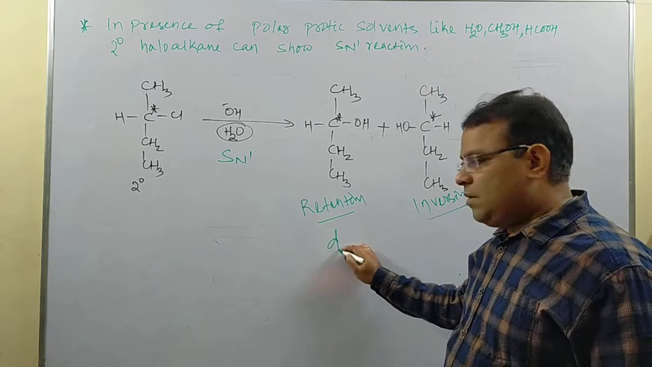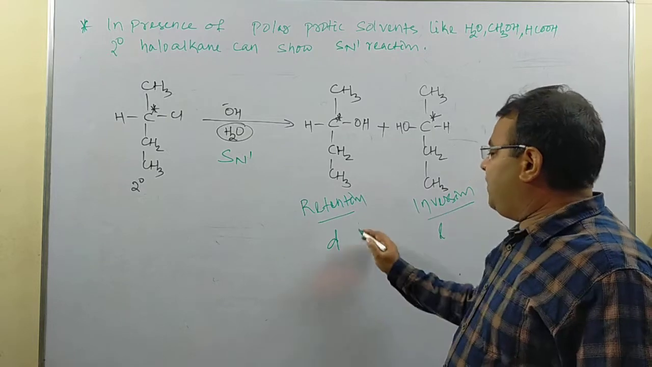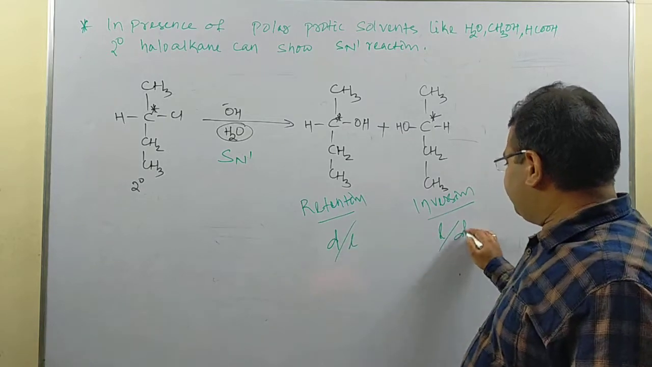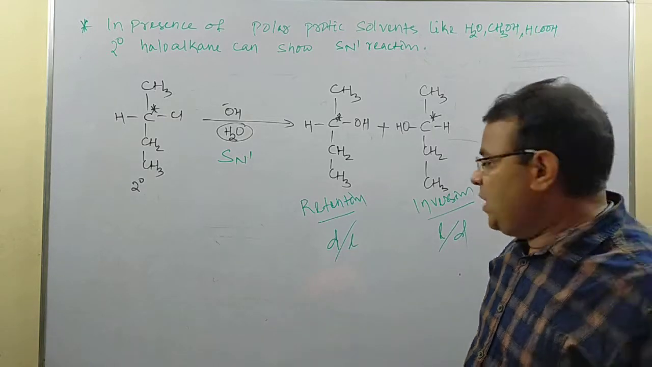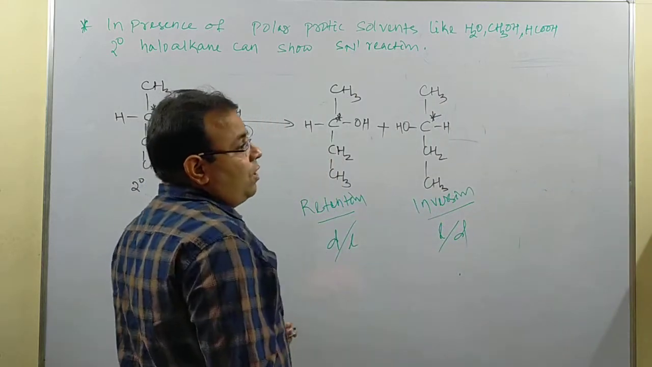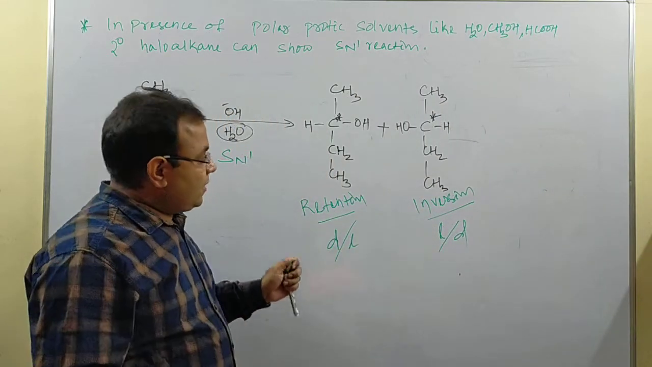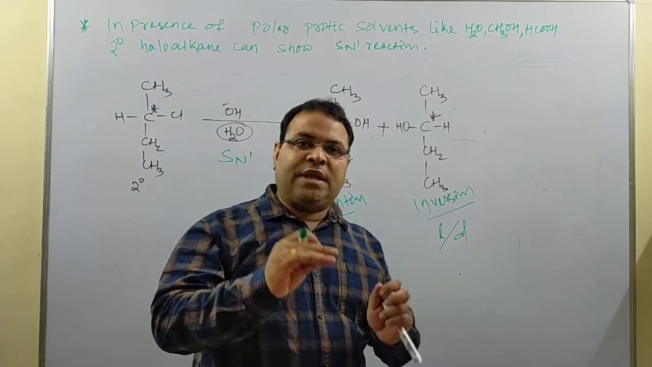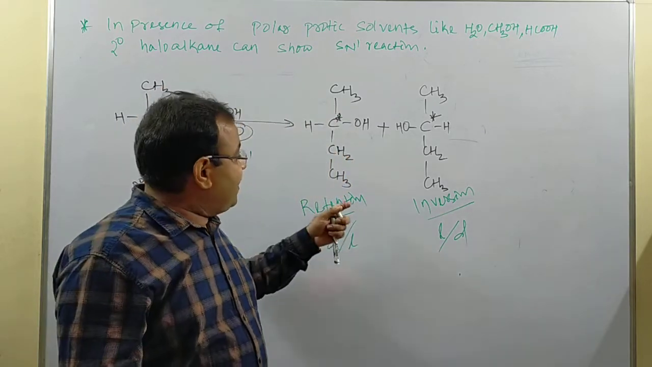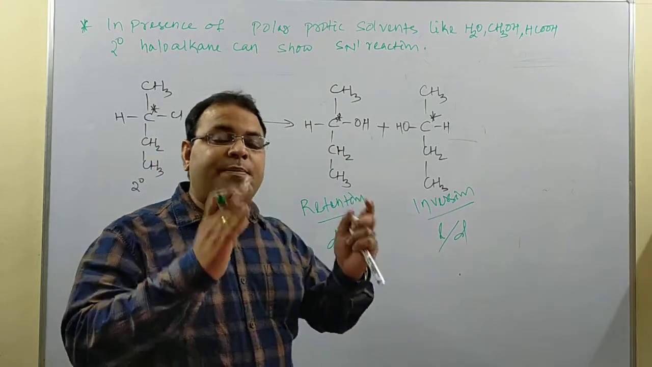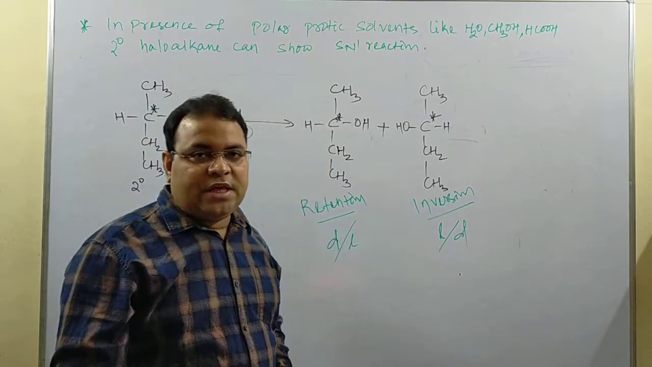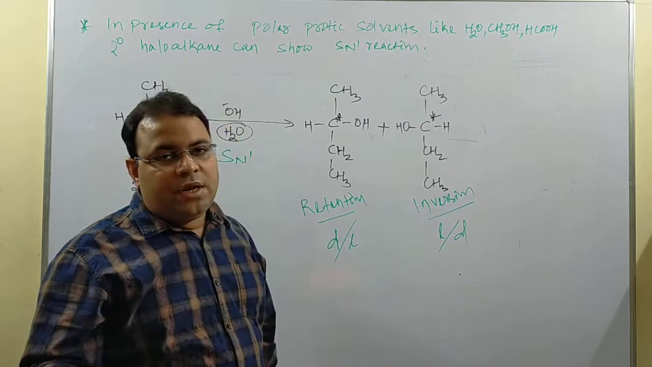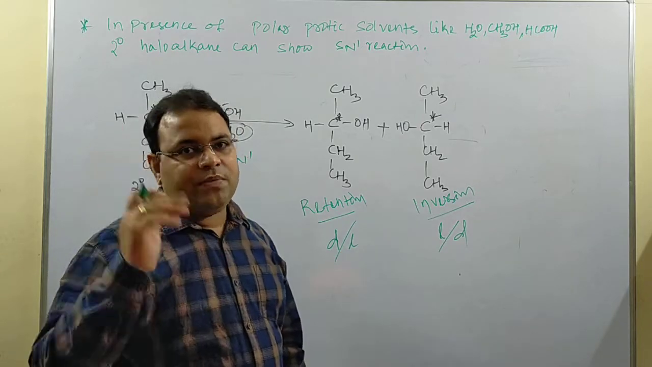Means if it is D, then it is L. If it is L, then it is D. Getting my point? So how to find whether it will give only a racemic mixture or something will remain? Because if they are present in a 50-50 ratio, then the ratio of the racemic mixture will be 1:1. So only a racemic mixture will be formed.